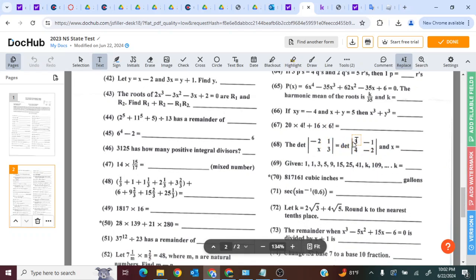Negative 6 minus x is equal to negative 6 plus 4. That's how determinants work. So you basically do that equation and figure out x.